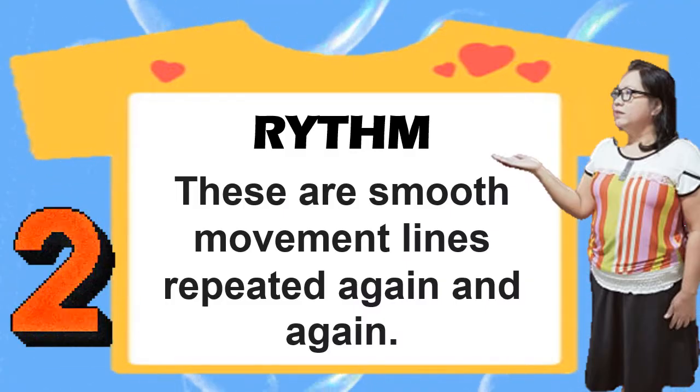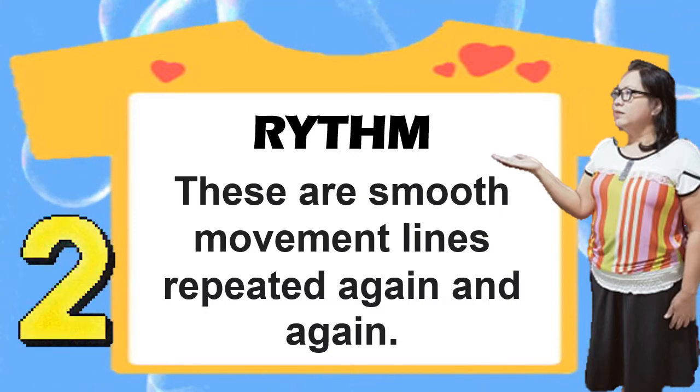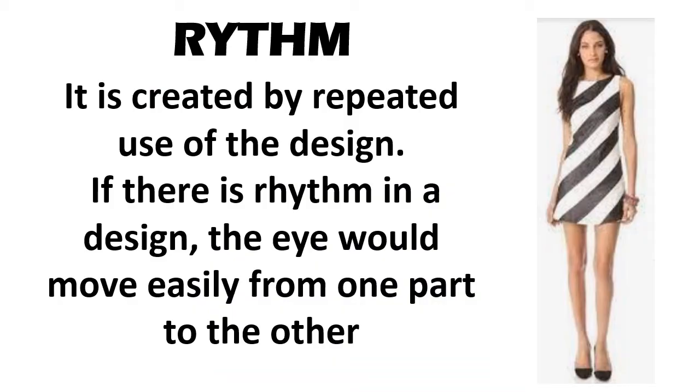Rhythm. These are smooth movement lines repeated again and again. It is created by repeated use of the design. If there is rhythm in a design, the eye would move easily from one part to the other.